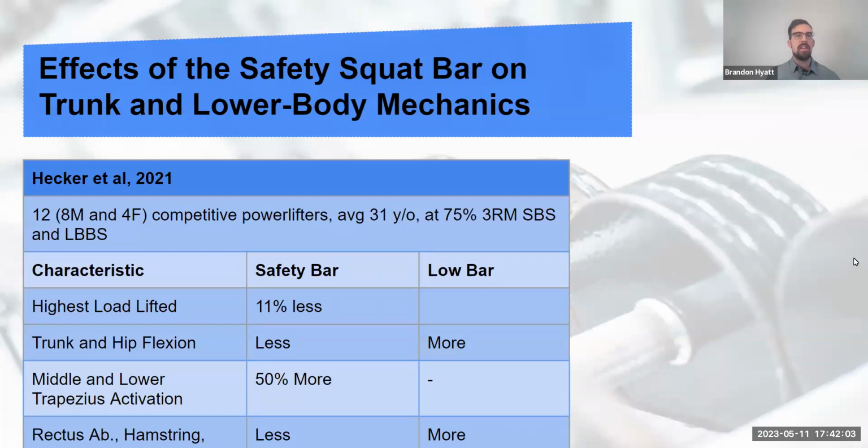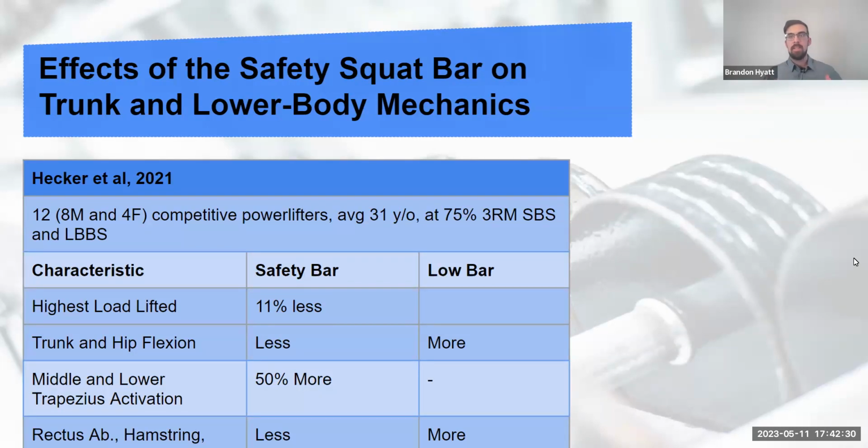All right, one more study for the safety bar squat by Hecker et al. in 2021. They found that there is 11% less load lifted for the safety bar. There's less trunk and hip flexion. And this is really interesting: they threw in trap EMG, and they found that there's more middle and lower trap activation. A lot, way more, 50% more for high safety bar.